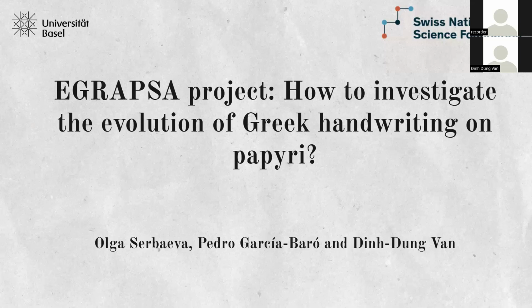So what is the EGRAPSA project about? It is a very ambitious project that would like to provide a panorama of Greek writing on papyri and ostraka for over a millennium. And one of the milestones of this project is a precisely dated data set called HELDATE. I will now switch to our database and will show you live how it looks like.